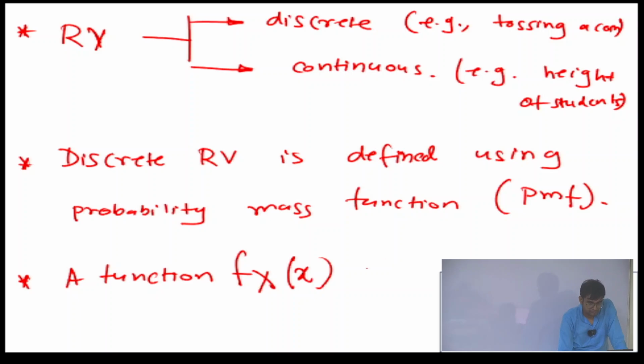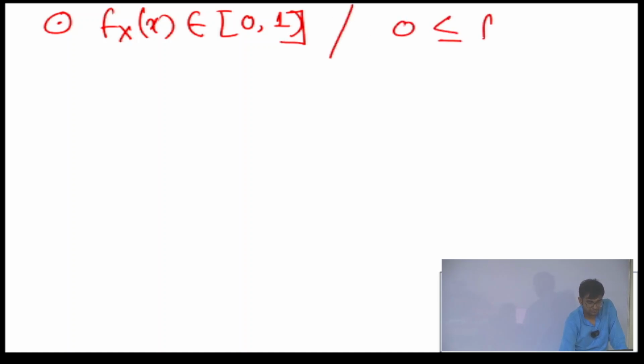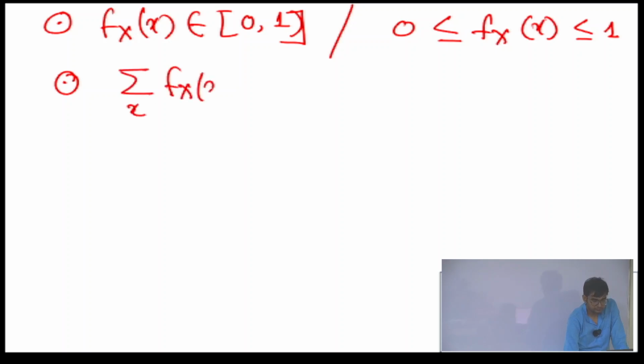So a function f_X(x) is a PMF if, number 1, f_X(x) is between 0 and 1. This means that 0 is less than or equal to f_X(x), which is less than or equal to 1. This is what it means. Okay. And the second condition is that the summation is equal to 1. Okay. I think most of you know about it. Okay. So this is the PMF.